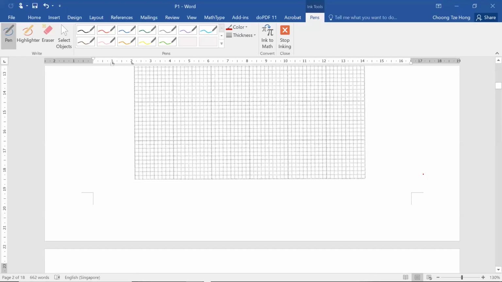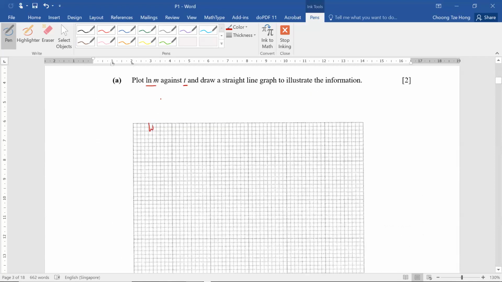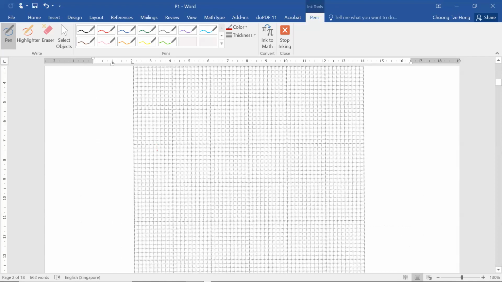Okay, so they want us to use the graph to estimate the amount of B present at the start of the reaction. So over here, need to be clear. Start of the reaction, be alert. Start of the reaction means the time is equals to 0. Okay, so they want us to use the graph.